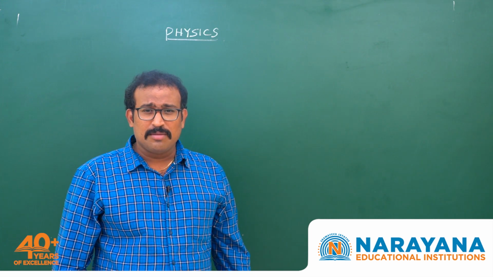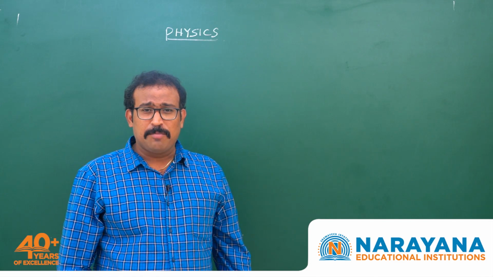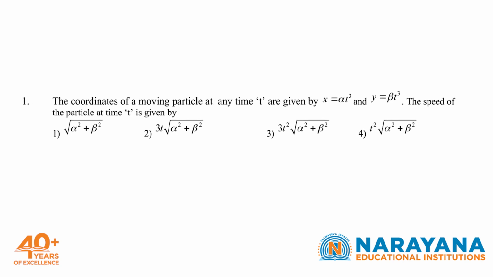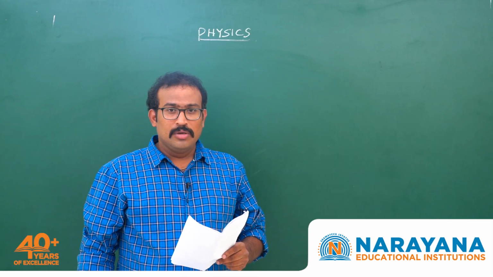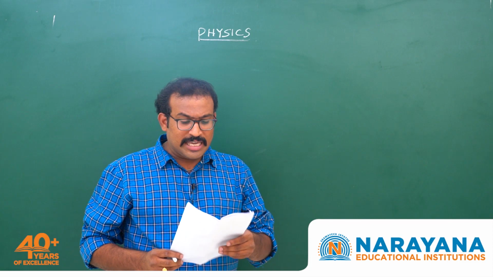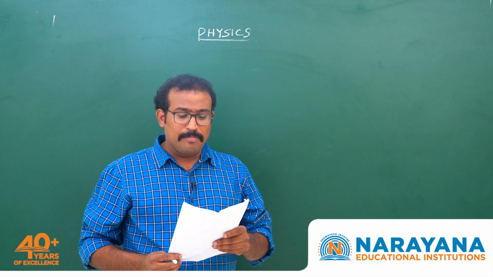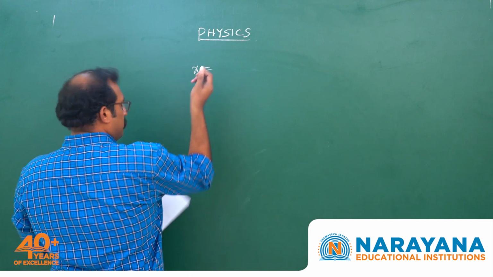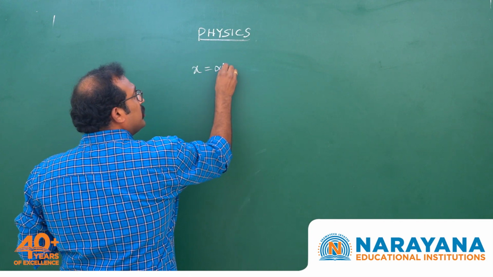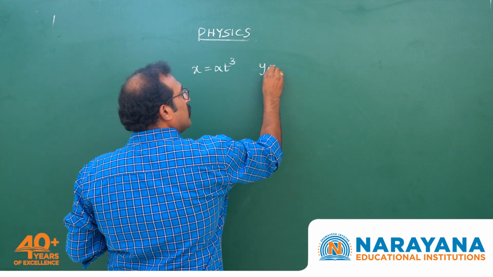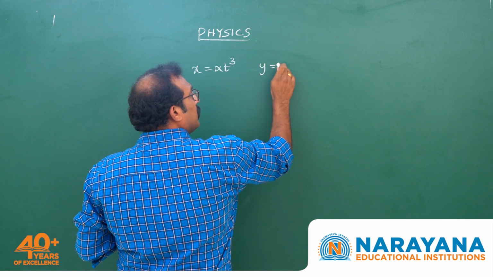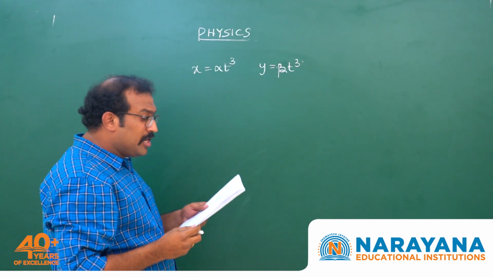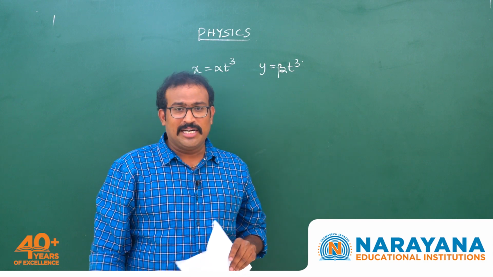Today we are going to discuss Unit Test 1 Physics part in detailed solutions. So question number 1: the given conditions for a moving particle are x is equal to alpha t cubed and y is equal to beta t cubed. So we require the speed of the particle at a time t.